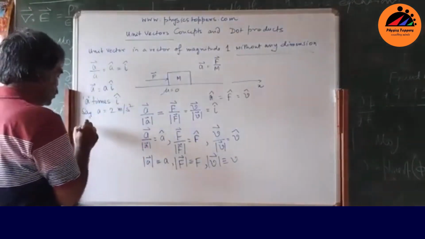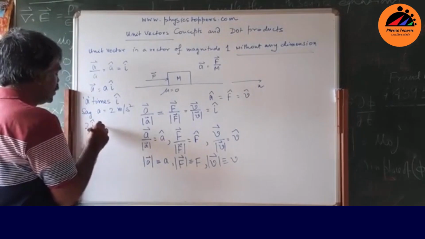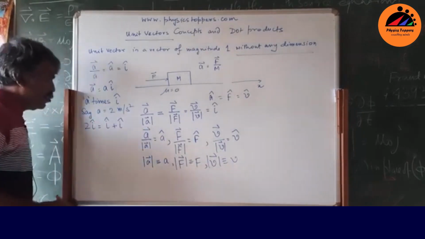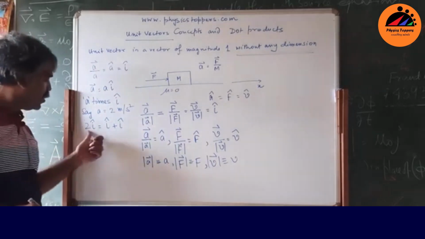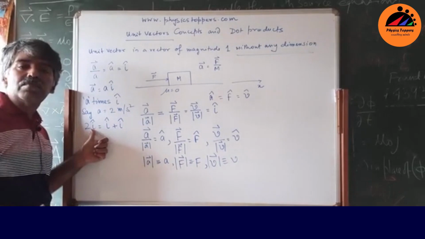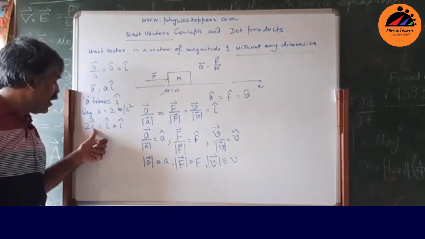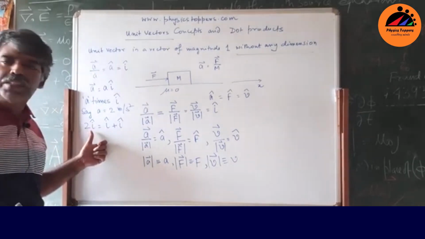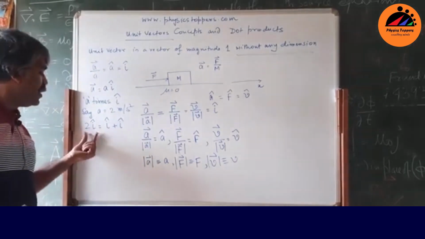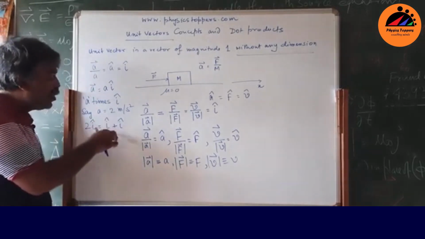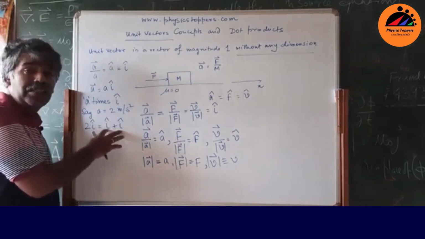Now this 2 i cap is basically i cap plus i cap. Here there is nothing between 2 and i cap. It's scalar times a vector. Means this vector is a times scalar. It may be 2.5 times, 2 times, 3 times, anything. So this is read as i cap plus i cap. Now this has an operation. This is just a vector addition.